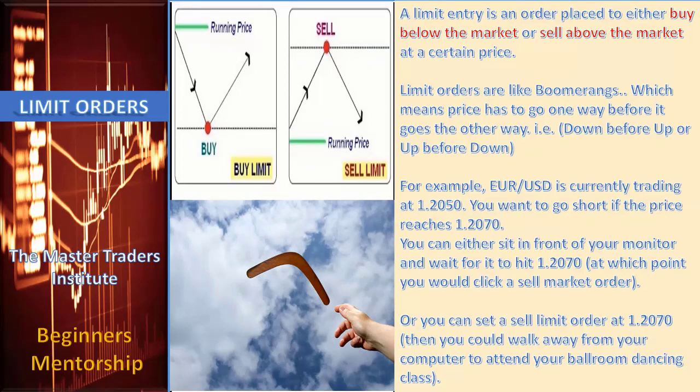Limit orders are like boomerangs. You know, when you send the boomerang out, it reaches a particular place, and if it can't go further, it starts coming back. That's the way limit orders work.